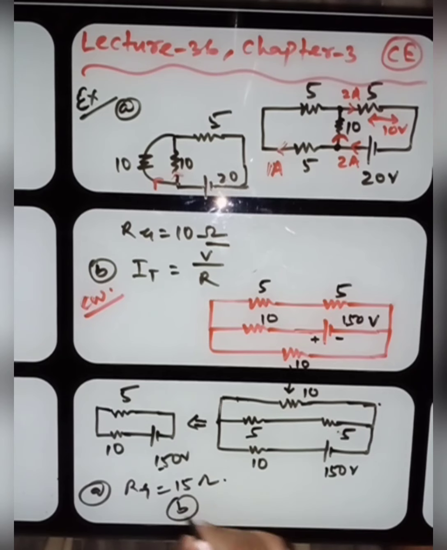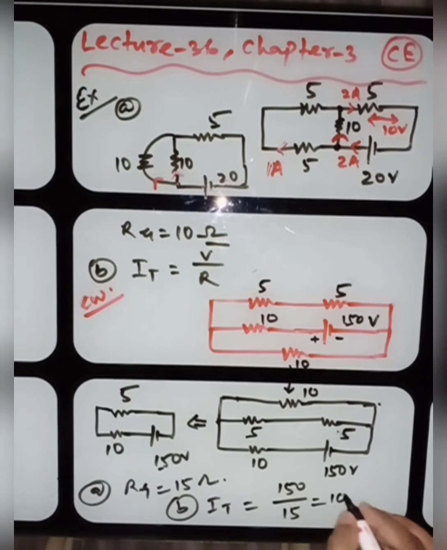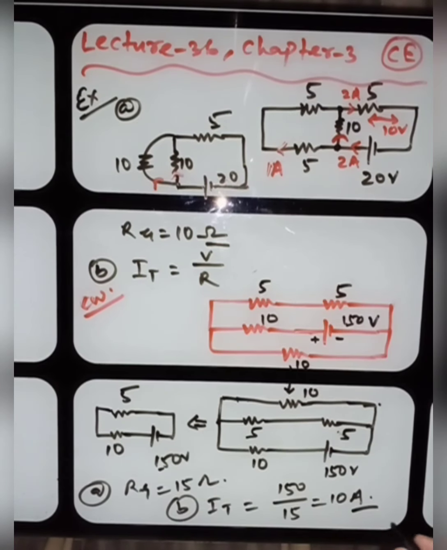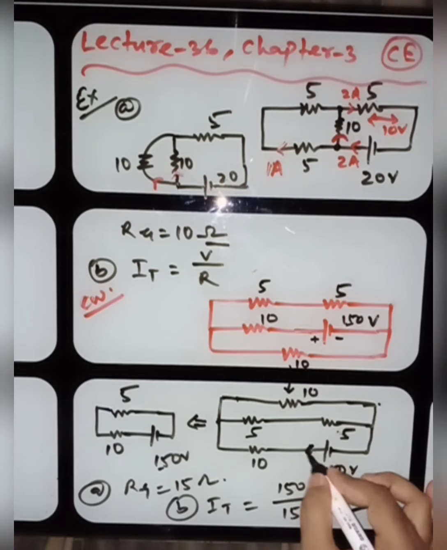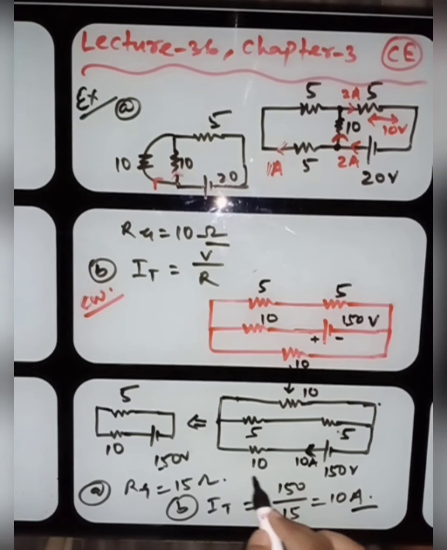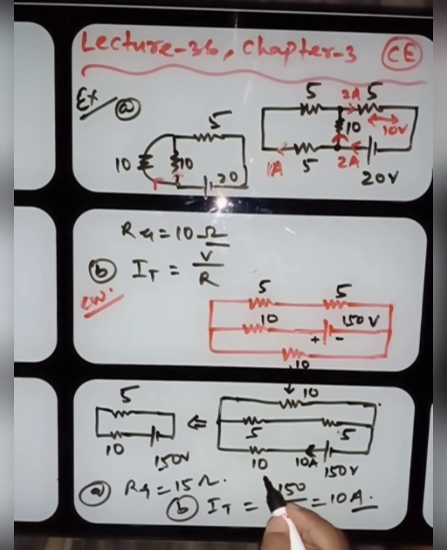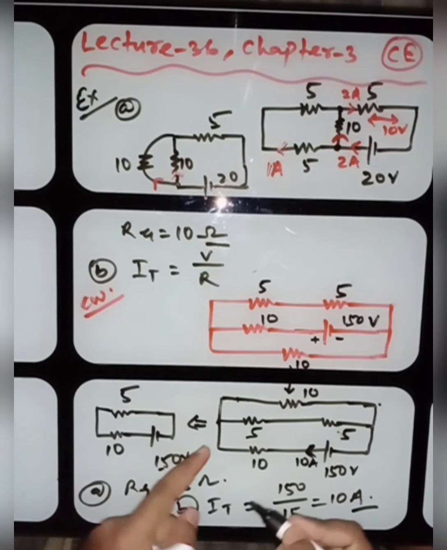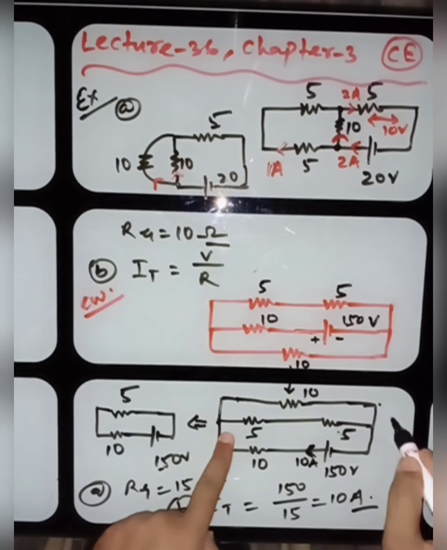Now to find the total current, it is the total voltage divided by the total resistance: 150 by 15, that is 10 ampere. Am I right? Yes, 10 ampere. So 10 ampere is drawn from the battery. How much current will be received by this 10 ohm? The answer is 10 ampere. How much voltage will drop over here? 10 times 10, 100 volt will drop here. So the remaining voltage, 50 volt, will drop across this branch.